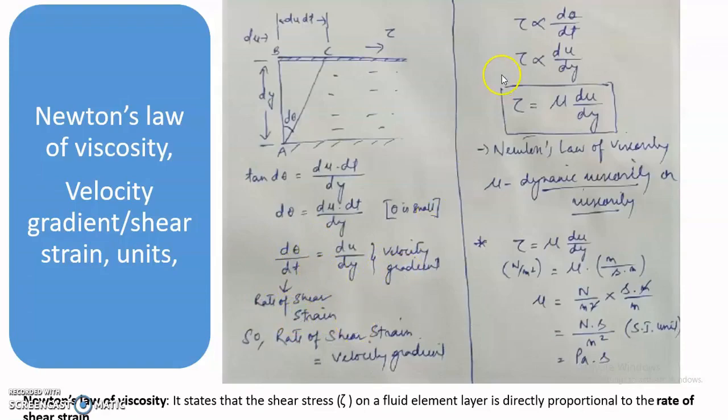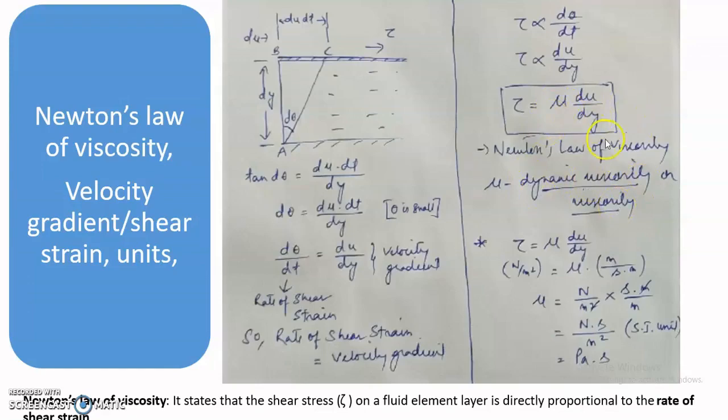So how can we write this? Tau is directly proportional to either d theta by dt, or tau is directly proportional to du by dy. And we have Newton's law of viscosity as tau is equal to mu into du by dy, or d theta by dt also you can use. Normally we have tau is equal to mu into du by dy. We call this Newton's law of viscosity, and mu we simply call dynamic viscosity, or viscosity.